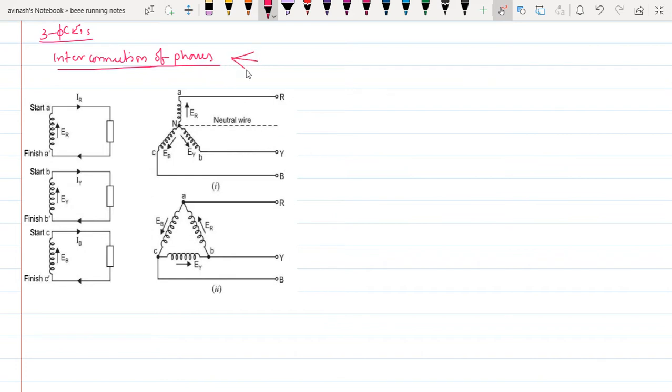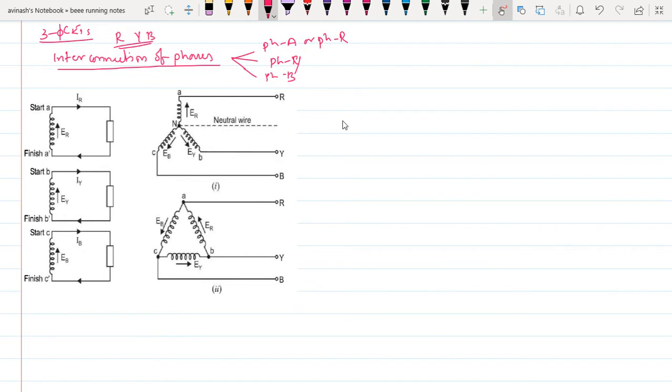Three phases means we have three windings. Phase A or phase R. Let us consider every phase as R. We will fix one denotation: three phases means let us consider R, Y, B only for our discussion. Phase R, phase Y, and phase B. Each phase, each winding. One phase, one winding. So we have three windings here.